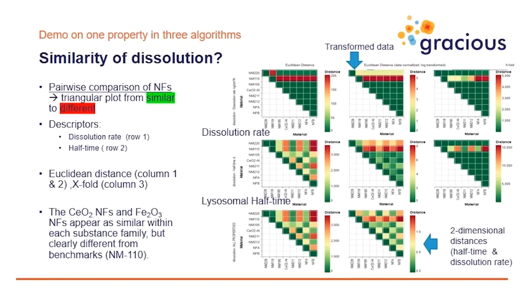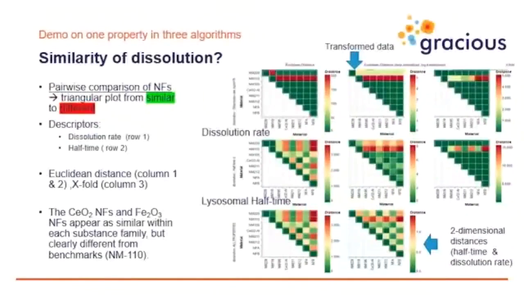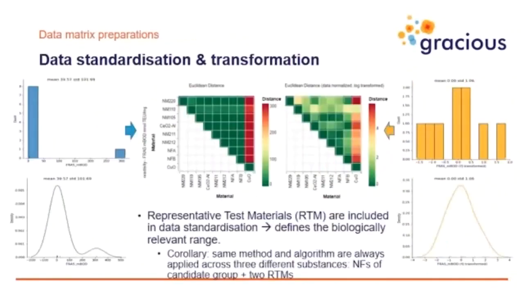NM110 zinc oxide benchmark material is also prominently different from other materials, but the values, the color shade, are not exactly the same. And please note there is a difference between the first and the second column of matrices, even if they both use Euclidean distance. The matrices in the first column use the original data, while for the second column, the descriptors were first normalized and log transformed. Why is it important to normalize and transform the descriptors?